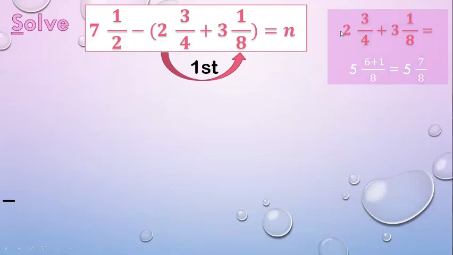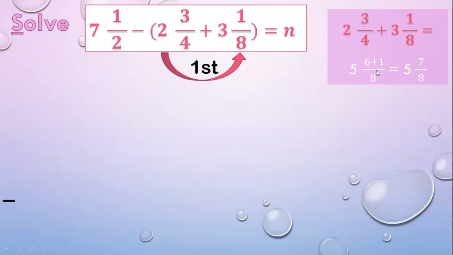So add the whole numbers. You have 2 plus 3 is 5. I am using the LCD. So the LCD is 8. 8 divided by 4, that is 2. Times 3, that's why I have 6 here. Then 8 divided by 8 is 1. Times 1, you have 1. Did you follow? Very good.